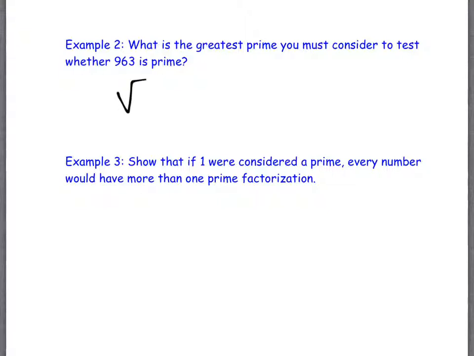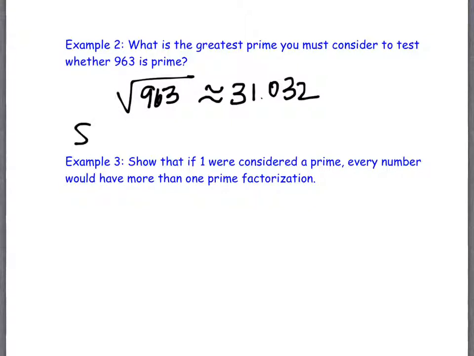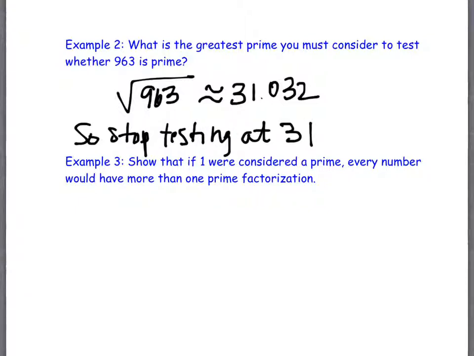So somebody tell me, what is the square root of 963? Oh, and I'll put an approximation here. 31 point what? 032. Okay, sure, that's plenty. 31.032, so what is the biggest number that you would need to test? 31. And this is the greatest prime number, so we actually want to make sure that we're talking about a prime number too. And 31's prime, right? Yes, it is. Good. All right, so we can stop testing at 31.